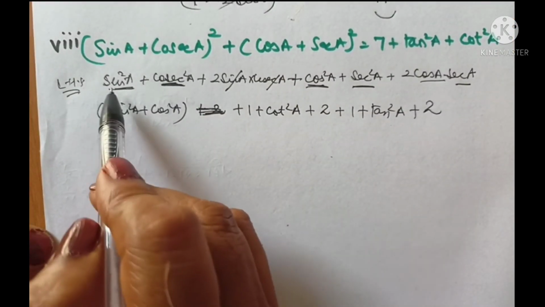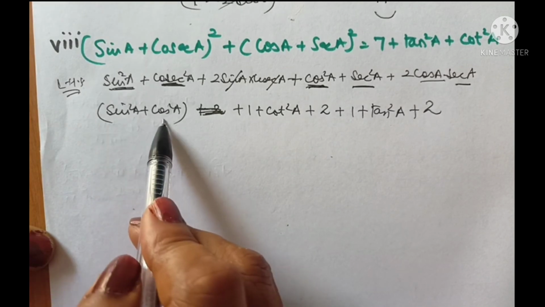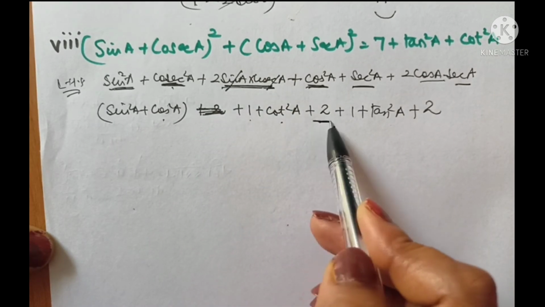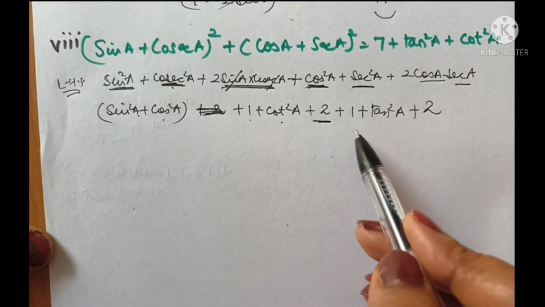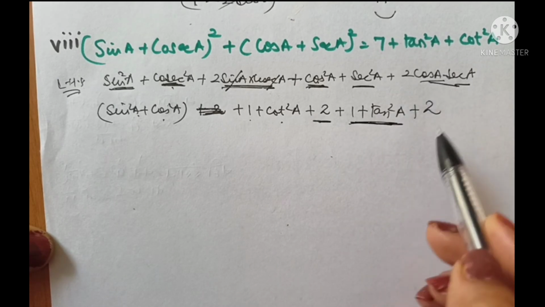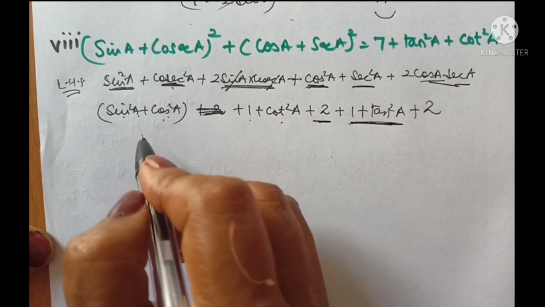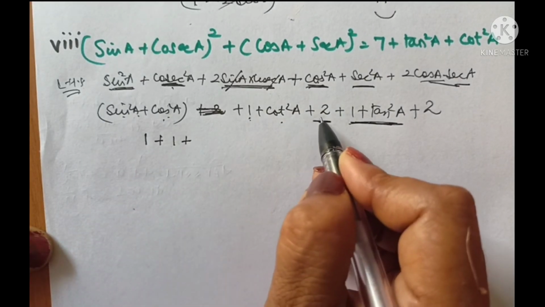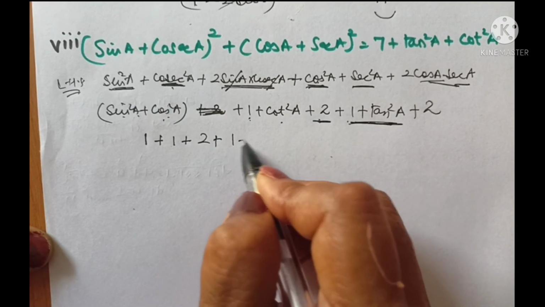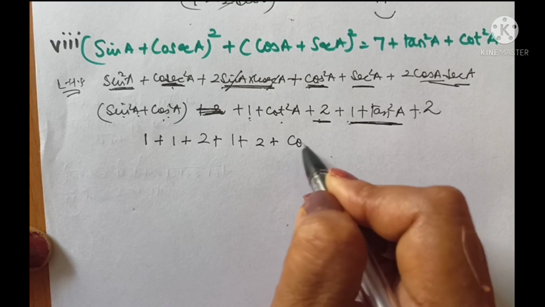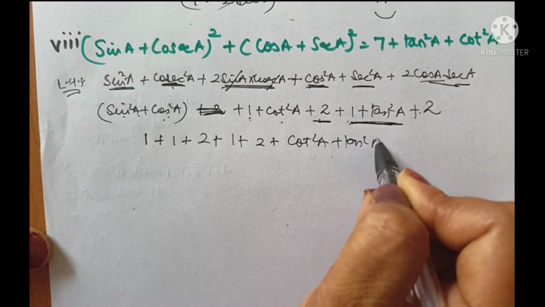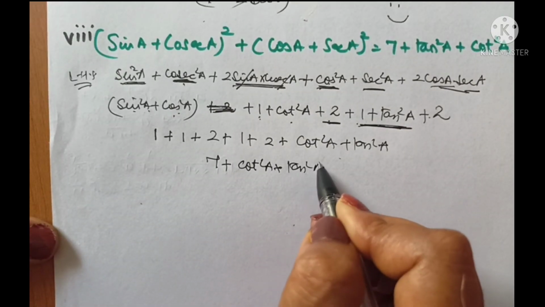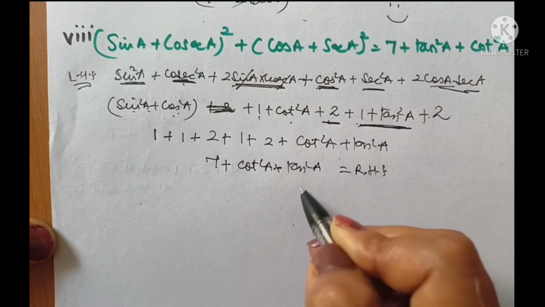I am repeating this step. Sine square a and cos square a I have combined at one place. Cosec square I have written as 1 plus cot square a. This term gives me 2. Cos square I have already written. Secant square a is 1 plus tan square a. And this term gets me 2. And I know that sine square a plus cos square a is also 1. So 1 plus 1 plus 2 plus 1 plus 2, and I am left with cot square A plus tangent square A. So this gives me 7 plus cot square A plus tangent square A, which is my RHS, hence proved.